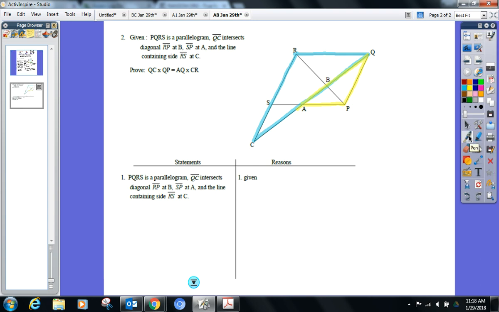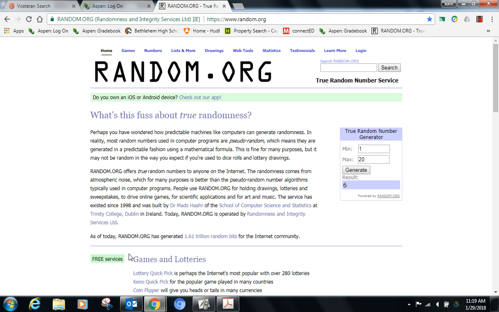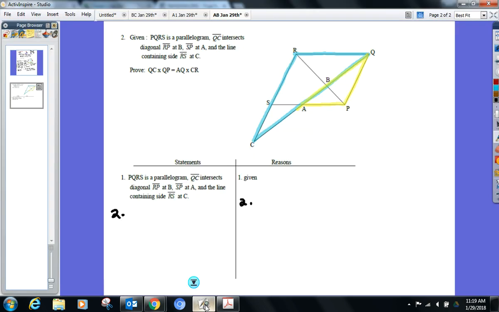Let's prove them similar. Only thing I gave you was it's a parallelogram. Excuse me, it's a parallelogram PQRS. Ooh, parallelogram properties. Yep. Not going anywhere. All right. Any properties you want to apply to find a pair of angles for me? Let's roll with 17.